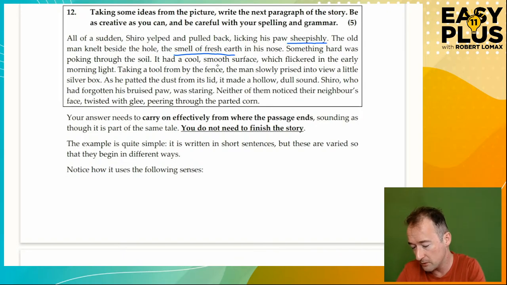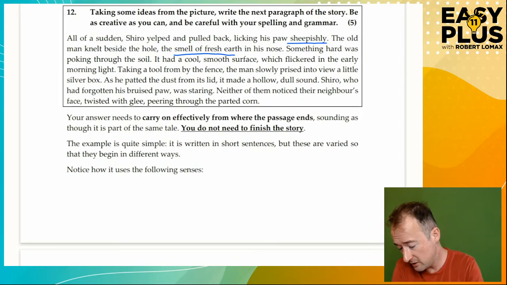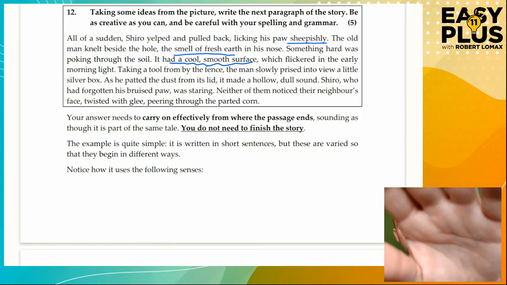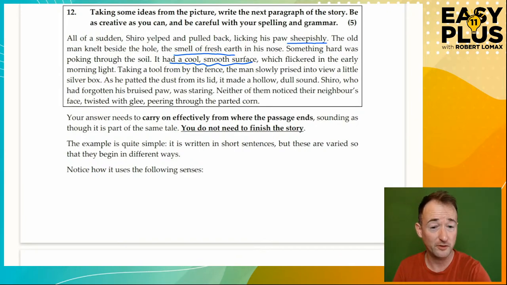It had a cool, smooth surface. So what I don't say is, the old man reached out his hand and felt it. But you know that from the fact it says it had a cool, smooth surface. So by using a sensory image like that, in other words, using one of the five senses, touch, I am telling you something about what happened without telling you. I've skipped the sentence that says the old man reached out and touched it. But you know that happened from the description, because how else would he feel it?